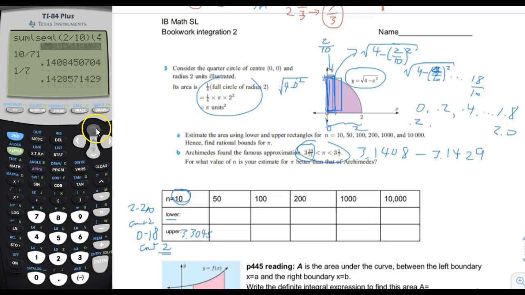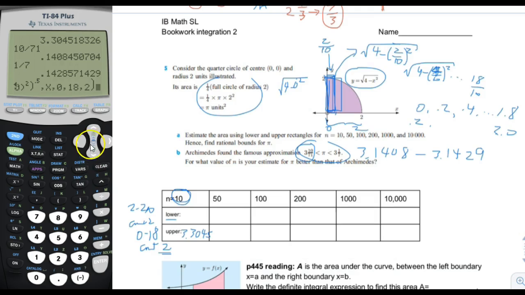So let's go back and grab our sum sequence here. And now instead of 0 to 18, we're going to do 2 through 20. Otherwise everything else is going to be the same. It's 2.9, that's pretty bad. 2.9045.